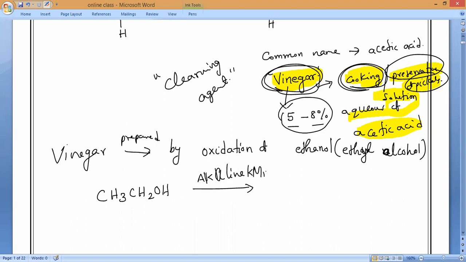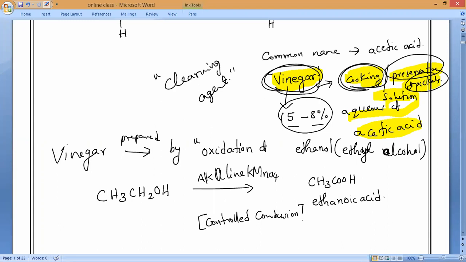Alkaline potassium permanganate, so that it will give you what? Acetic acid, CH3COOH, or we will say ethanoic acid. Remember that vinegar means acetic acid or ethanoic acid is prepared by oxidation of ethanol. So this is only complete combustion or controlled combustion, because instead of oxygen, nascent oxygen is being used. So that is what you have to remember.